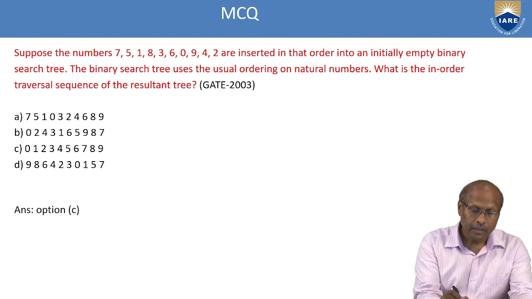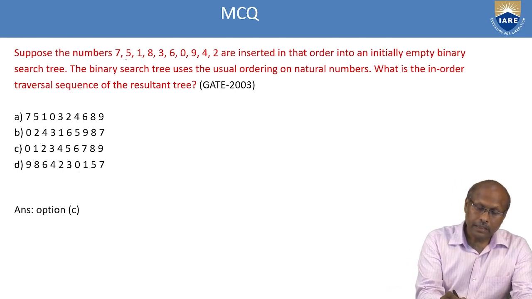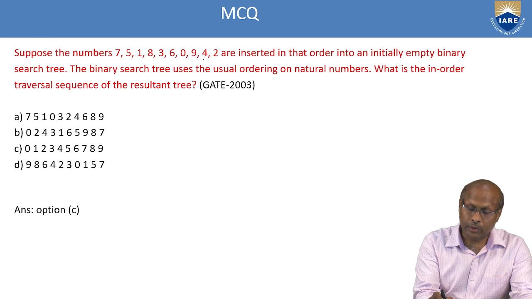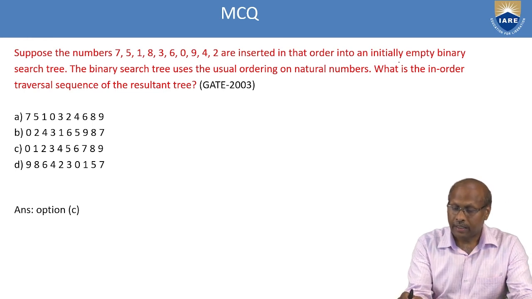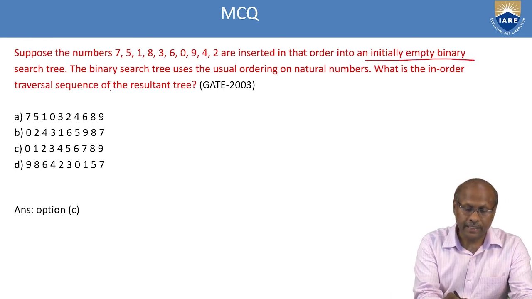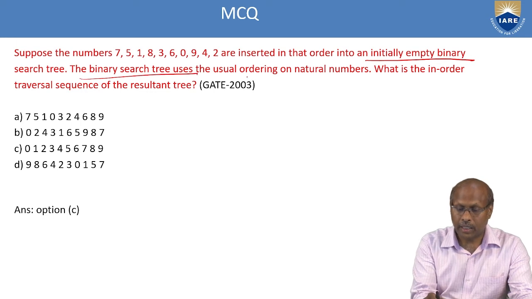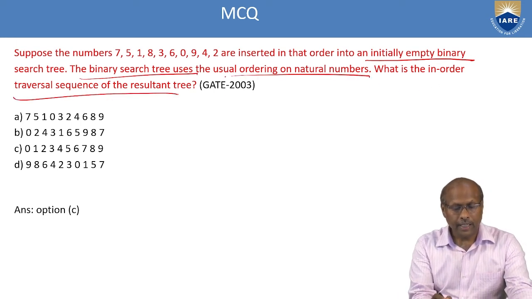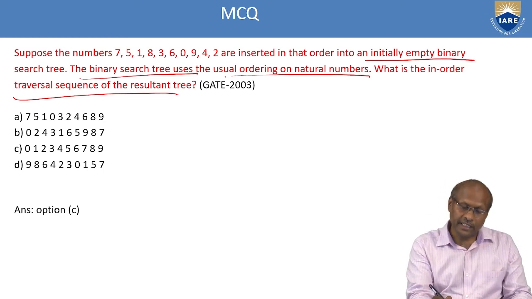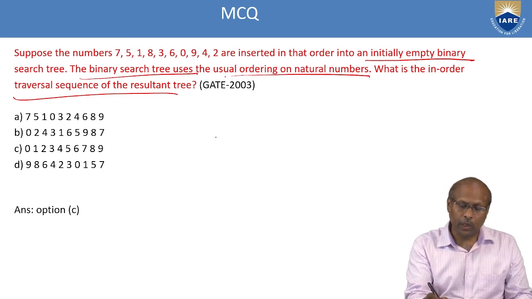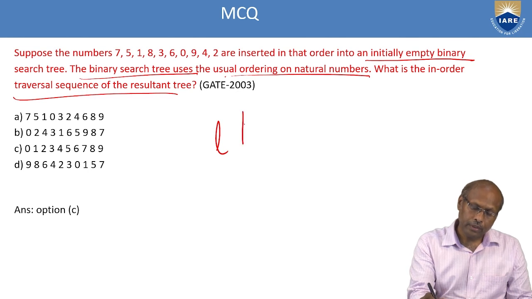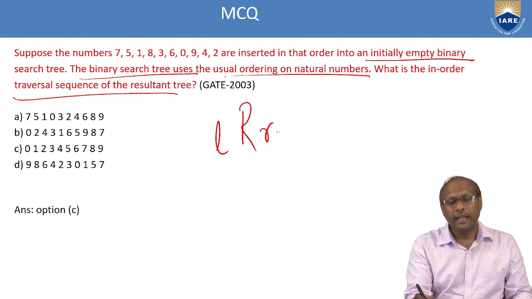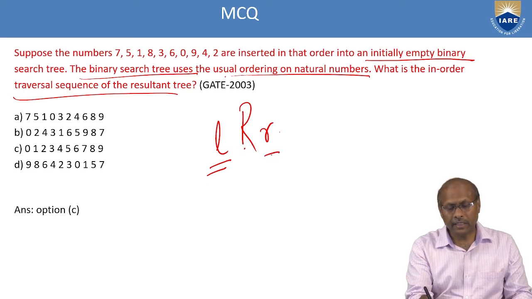Next. Suppose the numbers 7, 5, 1, 8, 3, 6, 0, 9, 4, 2 are inserted in the order into an initially empty binary search tree. The binary search tree uses the usual ordering of natural numbers. What is the in-order traversal? Remember, when I say binary search tree, it always follows the order: left, root and then right. And left is always smaller than the parent and right is always greater than the parent.